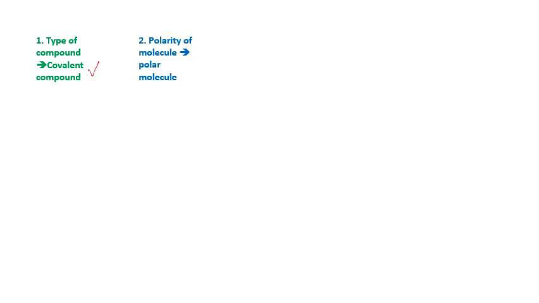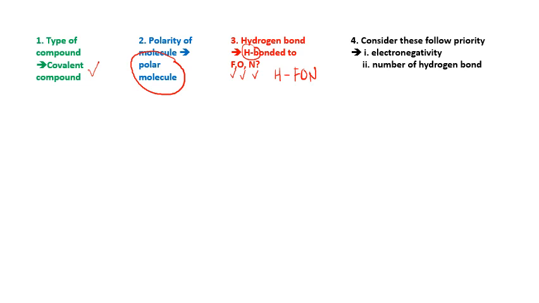Okay, let's recall again what we are going to do when we want to answer the question related with the intermolecular force. First, we have to check what is the type of compound. If it is covalent compound, next we are going to check their polarity. If their polarity is polar molecule, basically we have to check if hydrogen bond will be present. So how are we going to check hydrogen bond? Make sure that there is hydrogen and then the hydrogen atom is either bonded to fluorine, oxygen or nitrogen, which we always mention as FON. Okay, if yes, that means hydrogen bonds are present between the molecules.